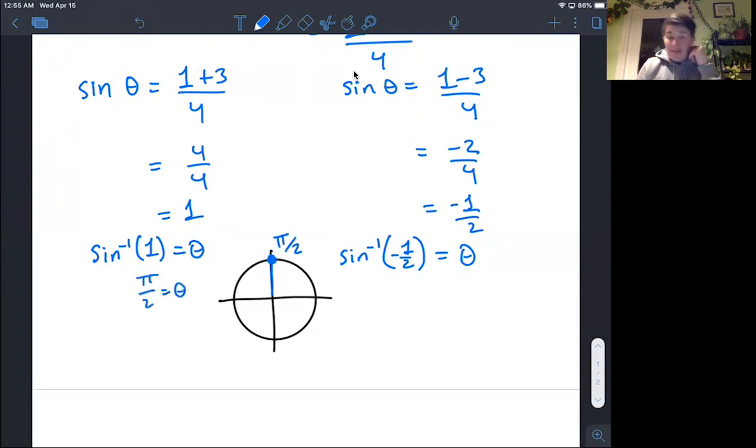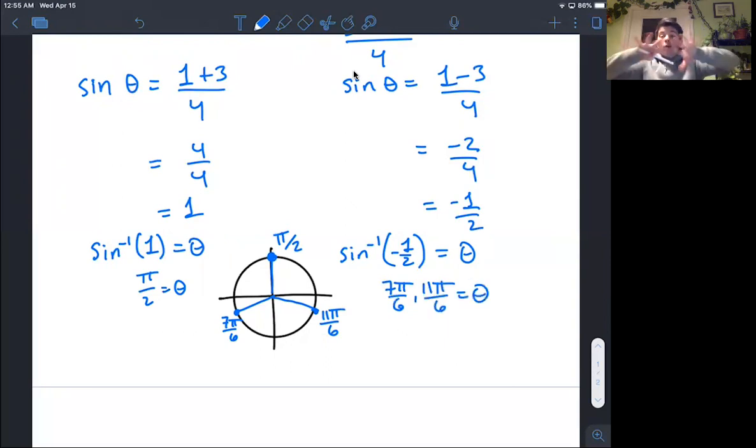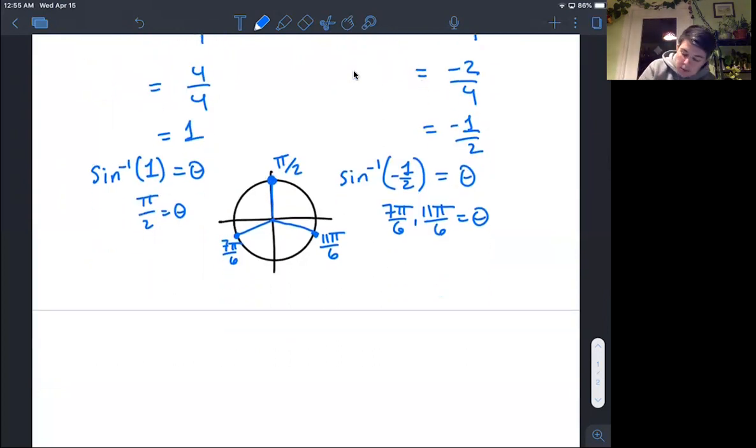And then when is the sine value -1/2? Again, sine is the y value. That's these two places, and I believe that is 7 pi over 6 and 11 pi over 6. So 7 pi over 6 and 11 pi over 6 equal theta. And remember, y'all, when you have separate answers, for your final answer, just put them all together in a solution set. So this is going to be pi over 2, comma, 7 pi over 6, comma, 11 pi over 6. Solution set, done. Yay, that's it.